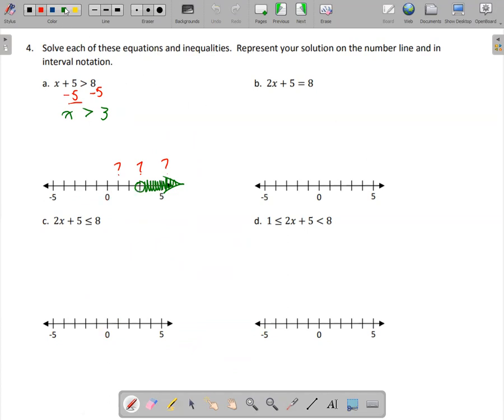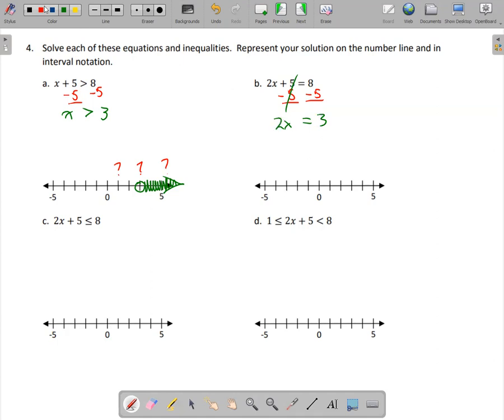All right, so did you have to check this? The answer is no, but I just wanted to make sure you knew how to check one of these. Next one, 2x plus 5 equals 8. So to solve this, I would subtract 5. 5 minus 5 is 0. That's good. So I just have 2x equals 8 minus 5 is 3.